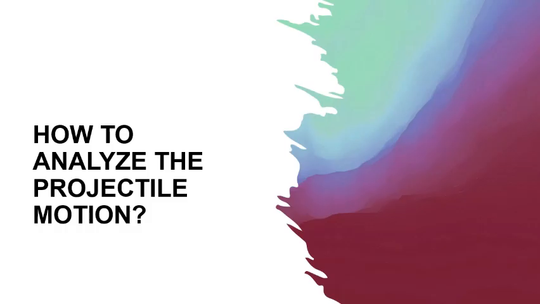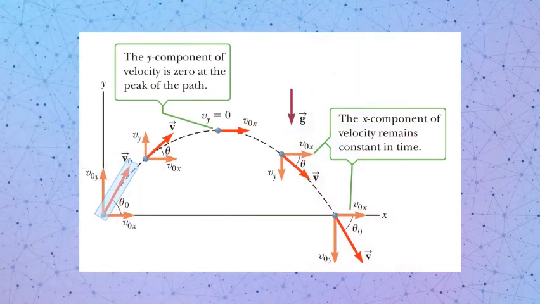Projectile motion involves movement along two-dimensional axes. How do we analyze this type of motion? Figure shows a parabolic trajectory of a projectile motion. Assume an object tossed up in the air, with a velocity v-naught, and the motion is portrayed in this figure.